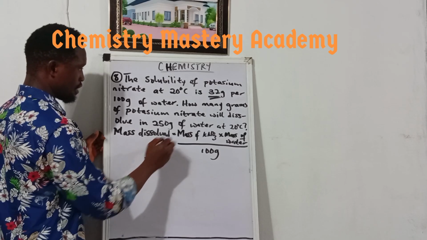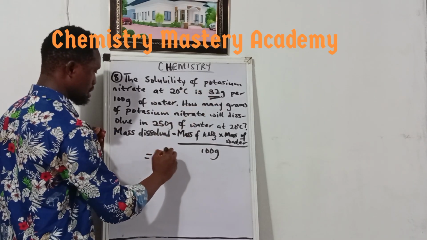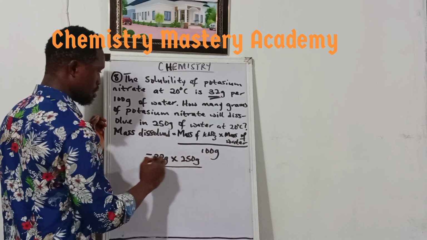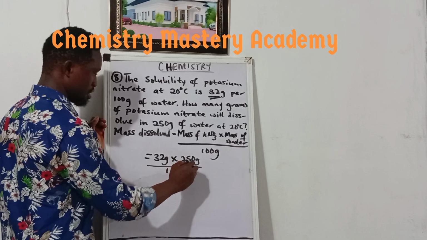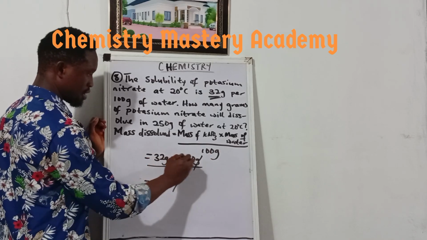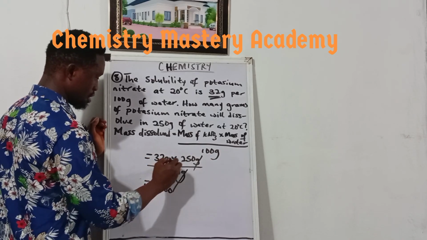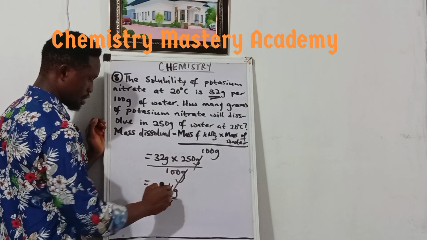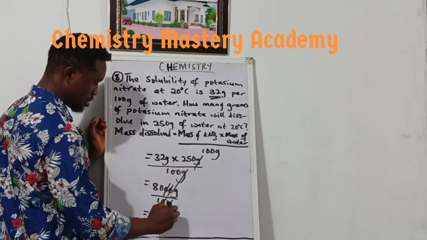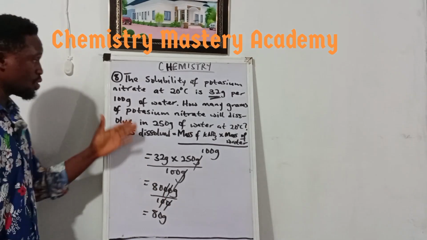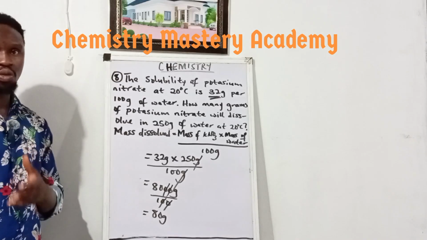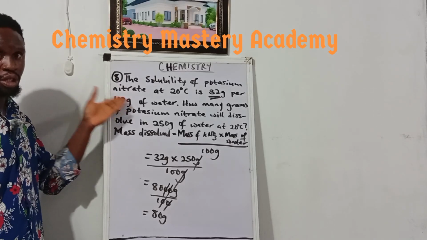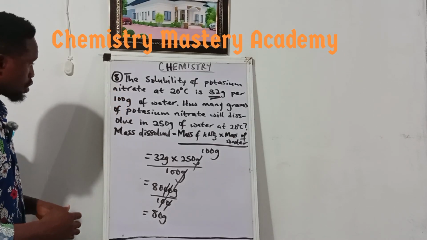So what do we have? Mass of KNO3 is 32 grams times the mass of the water, 250 grams, all over 100 grams. Grams cancel grams. So 32 times 250 gives 8,000 grams over 100. 0 cancels 0, 0 cancels 0. We are left with 80 grams. So we have succeeded in showing you three ways that you can derive the solution to this particular question. Let's move on to the next question, number 9.